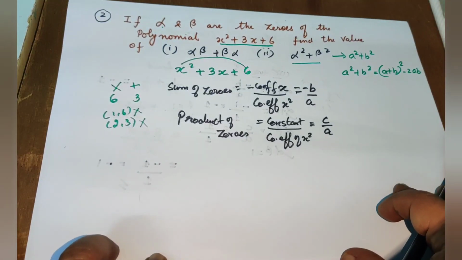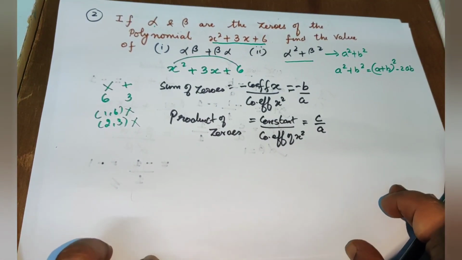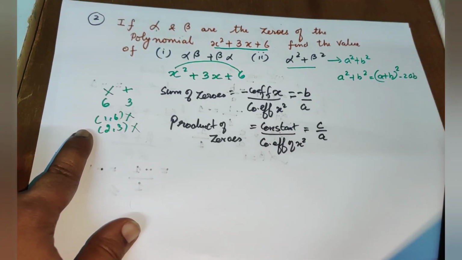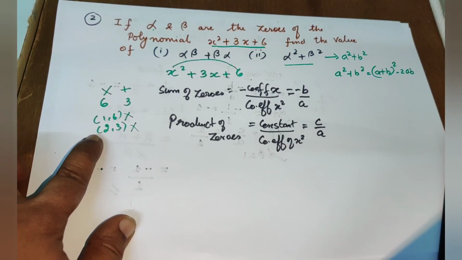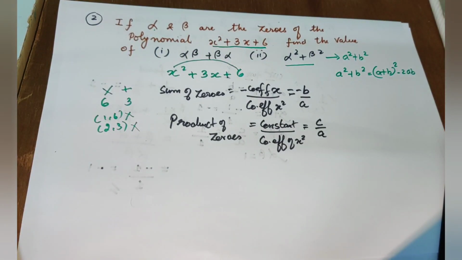So through this way only we are able to find the sum of the zeros and product of the zeros. We are not able to find alpha and beta by the splitting method. Like this, such questions will also come, because all the time we are not able to split and find the two zeros alone.